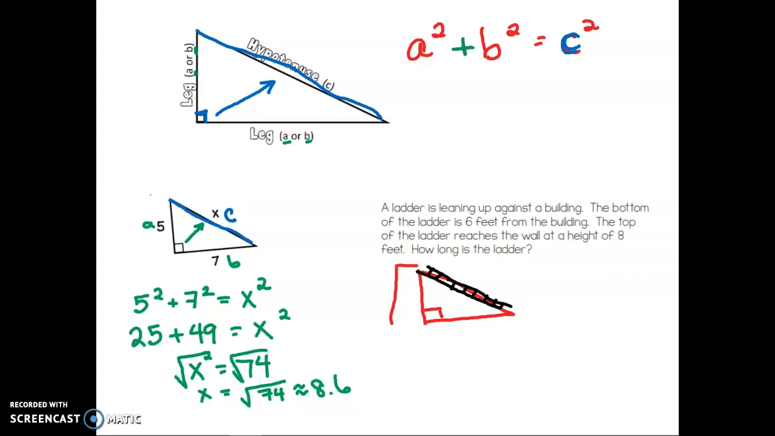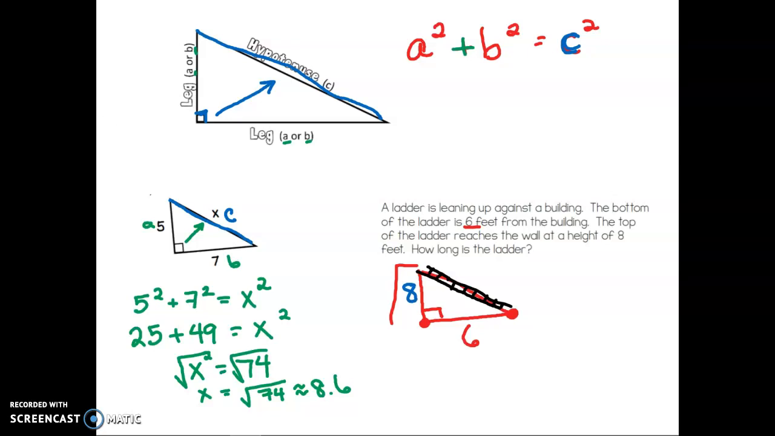Okay, now the bottom of the ladder is 6 feet from the building. So this would be the bottom of the ladder. This would be the building. So we have our 6 feet here. The top of the ladder reaches the wall at a height of 8 feet. So now I have my 8 here. How long is the ladder?